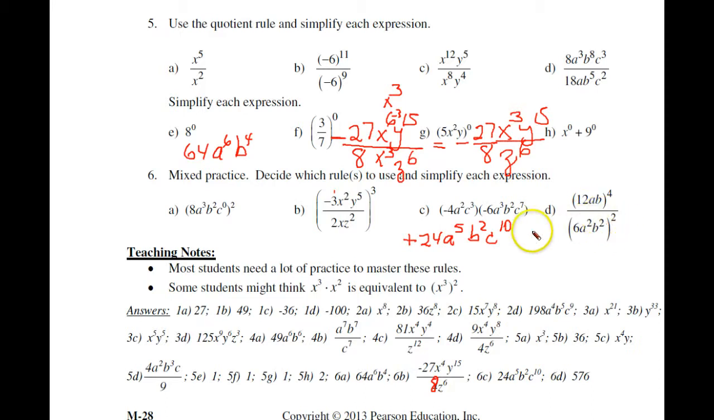Now, here, since they are different powers, we have to be a little careful about this here. This is going to be 12 to the fourth, a to the fourth, b to the fourth, all over 6 to the second, a to the fourth, b to the fourth here. So all of these cancel out.